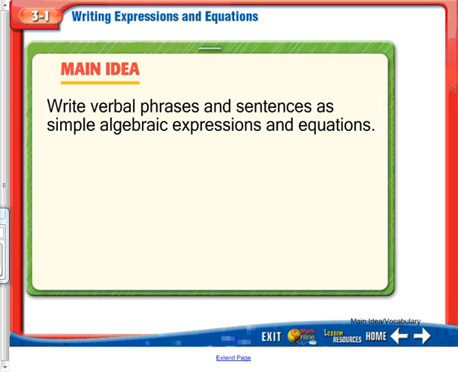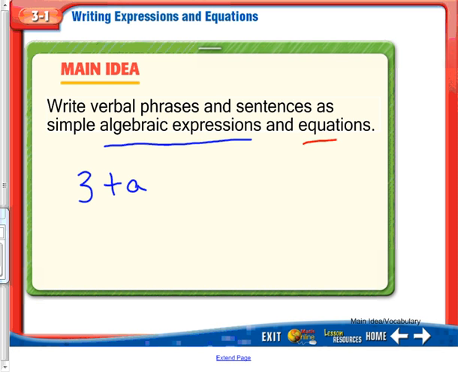In Lesson 3-1, we're going to be writing verbal phrases and sentences as simple algebraic expressions and equations. When we talk about algebraic expressions, that's when we have problems that do not have an equal sign. Like, for example, 3 plus a. We don't know what a is, so we can't solve the problem.